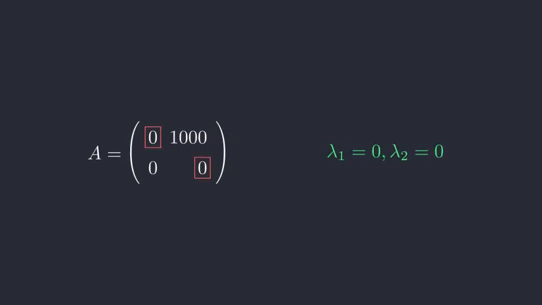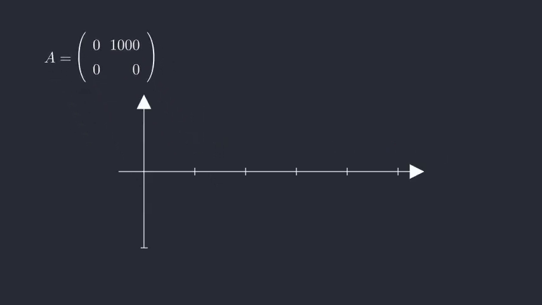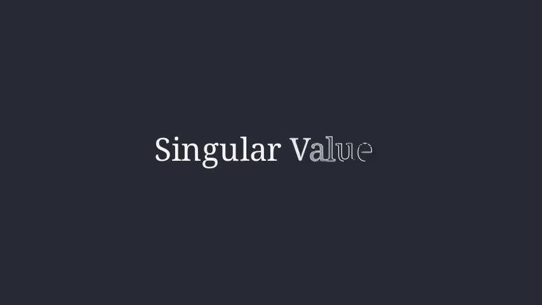Consider a matrix with zeros on the diagonal and a value of 1,000 in the top right. Its eigenvalues are all zero, which might suggest the matrix does nothing. However, if we apply it to a specific unit vector, the output norm jumps to 1,000. This discrepancy shows that we need a more robust tool to measure how much a matrix can actually stretch or shrink space. This need leads us directly to the concept of singular values, which provide the true measure of a matrix's quantitative impact.